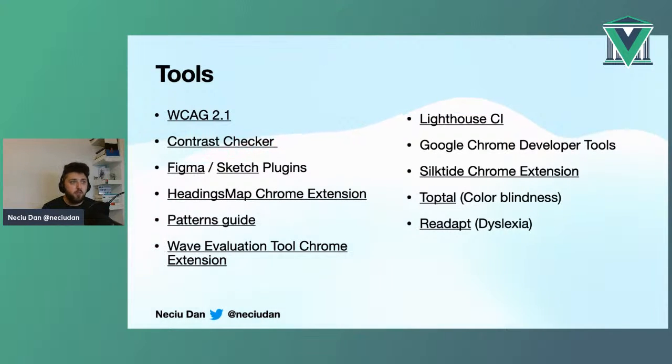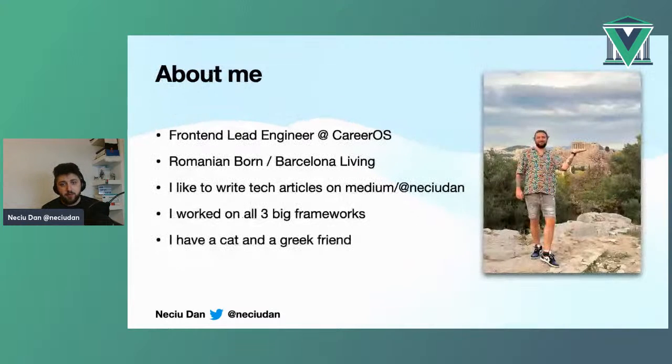Of course, the Chrome developer tools is amazing. It has an accessibility tab that shows you each element, what ARIA labels it is using. And then we have some Chrome extensions that can simulate dyslexia, color blindness, or all sorts of disabilities, so you can see what is happening in your app.